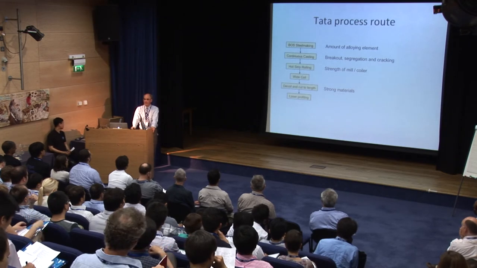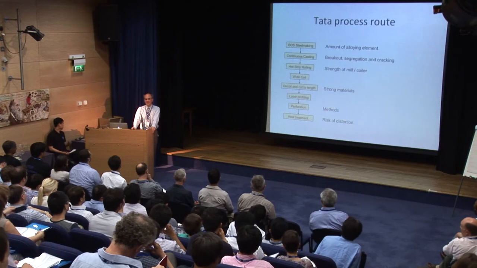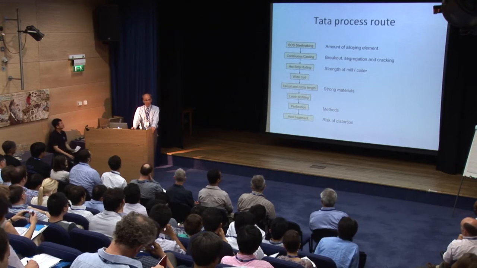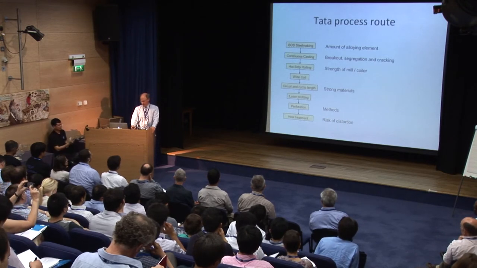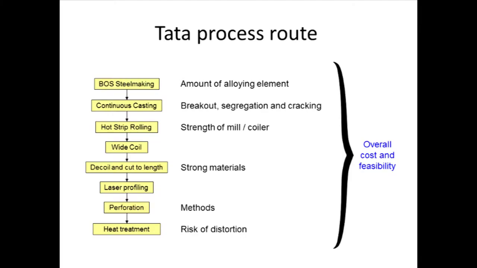Laser profiling, cutting the steel into smaller pieces for further processing as armour was expected to be done by laser cutting. Perforation and heat treatment, which are the final steps in forming the armour product, which I will talk about at the end of the lecture. And of course, we had to consider the overall cost and feasibility of this route.